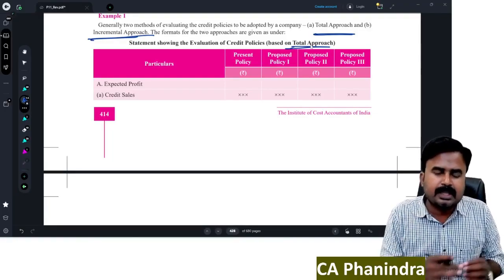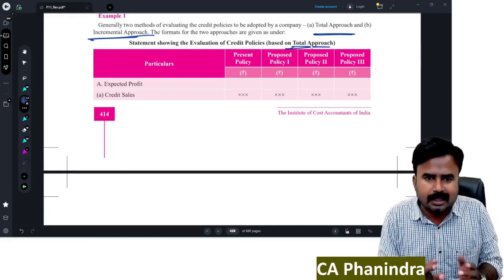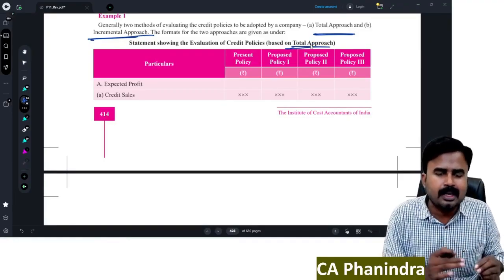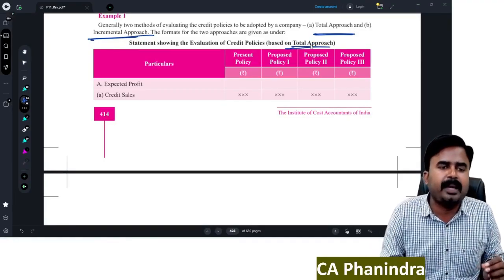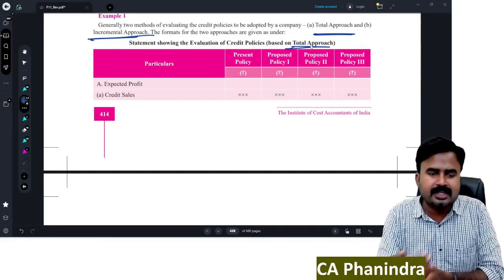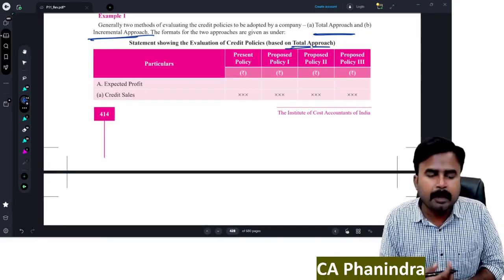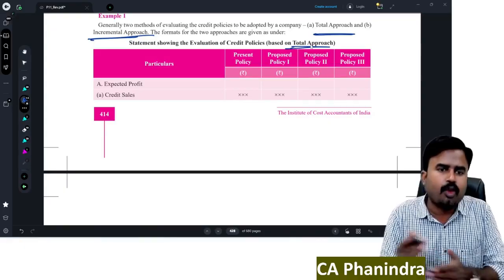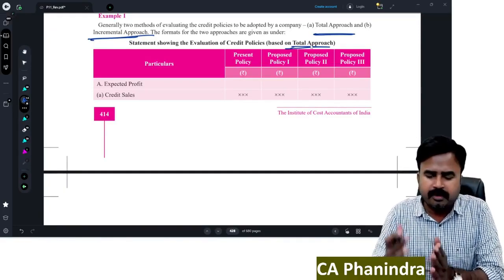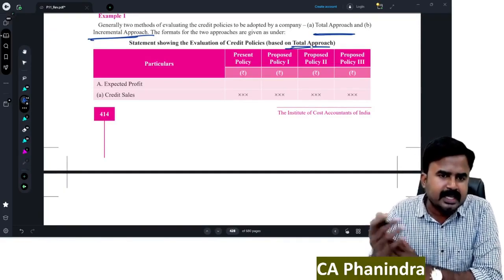Proposed policy 1. That means, say for example in our discussion, 30 days is our existing credit policy. Now we are planning to extend our credit period from 30 days to 40 days. So let us take the policy option 1, proposed policy 1. This is 40 days period. Proposed policy 2, 50 days period. Proposed policy 3, 60 days period.